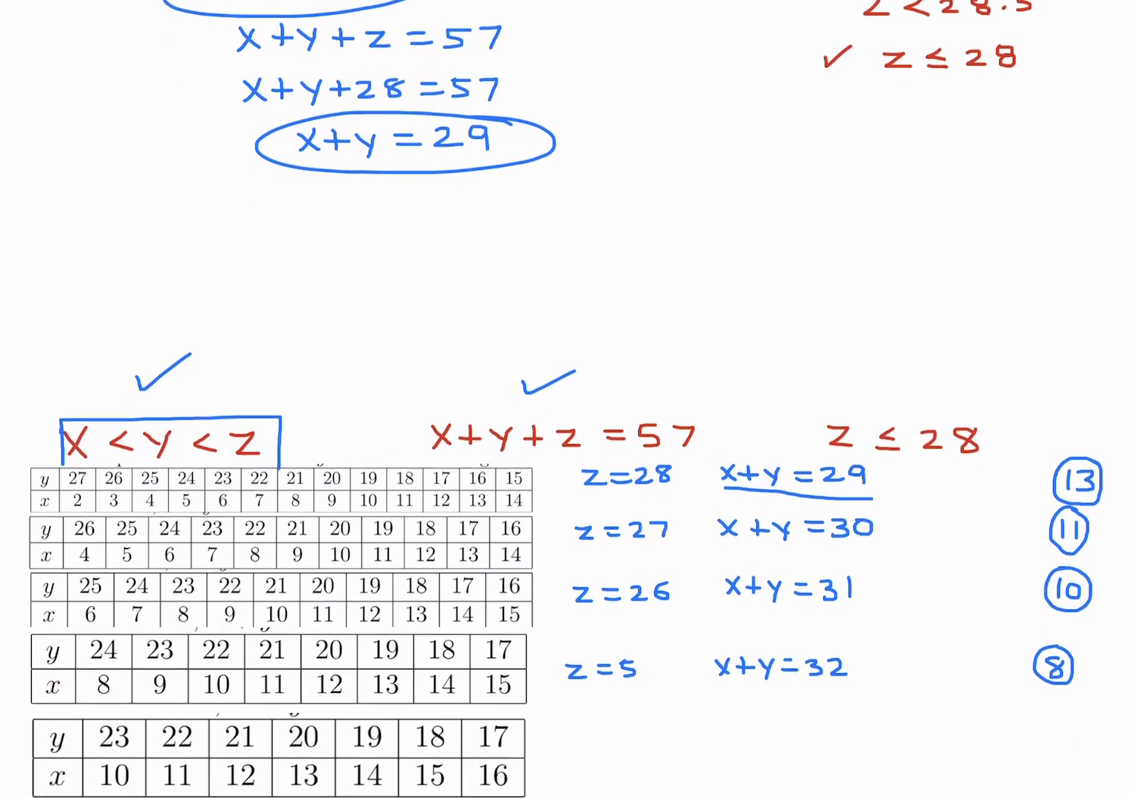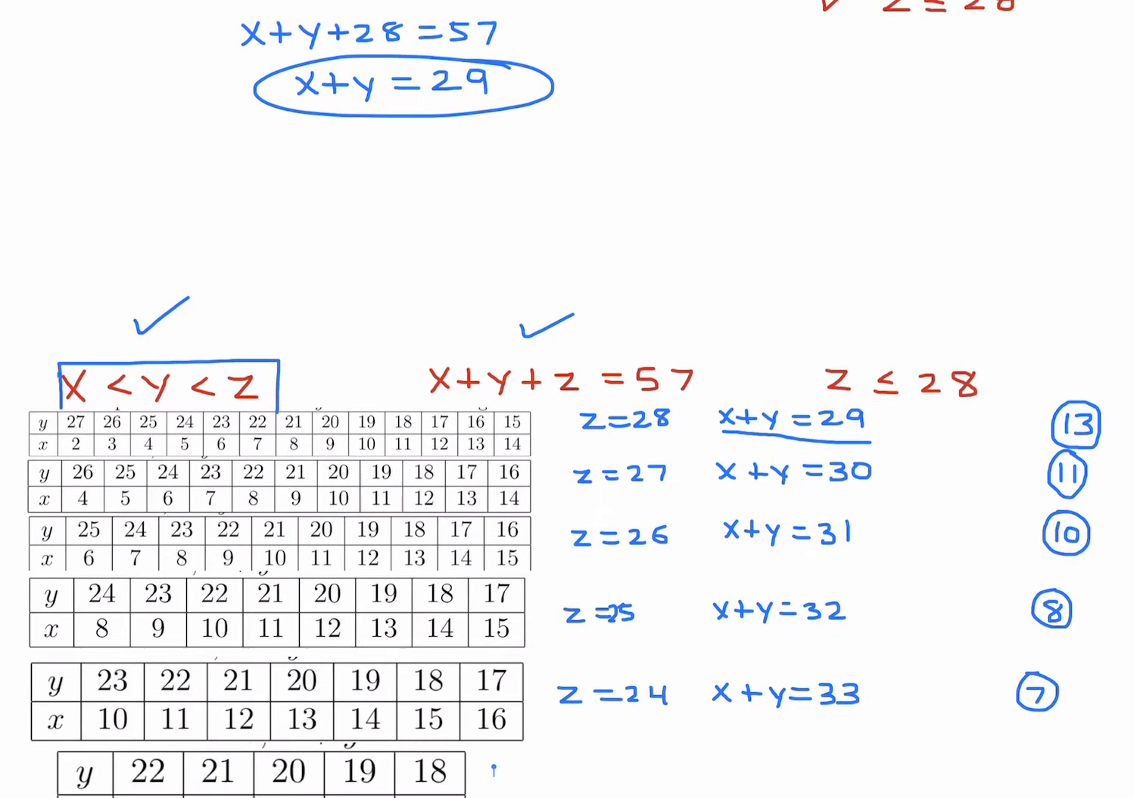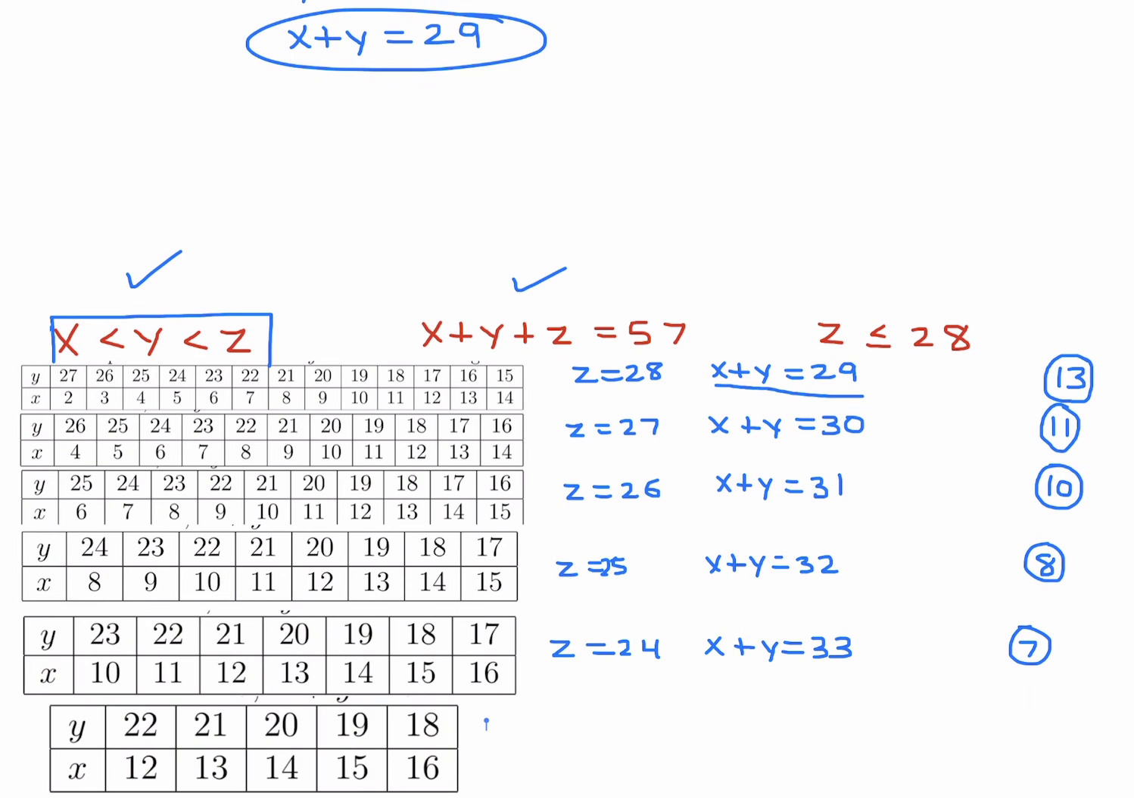I go to z equals 24, and this time x plus y is 33. And that means we have another 7. There's no real pattern. You think, well, if it was always just 1 down, 13, 12, 11, then you can just add them all up. But it kind of jumps around here. There doesn't seem to be a distinct pattern. All right, no problem. Let's keep going.